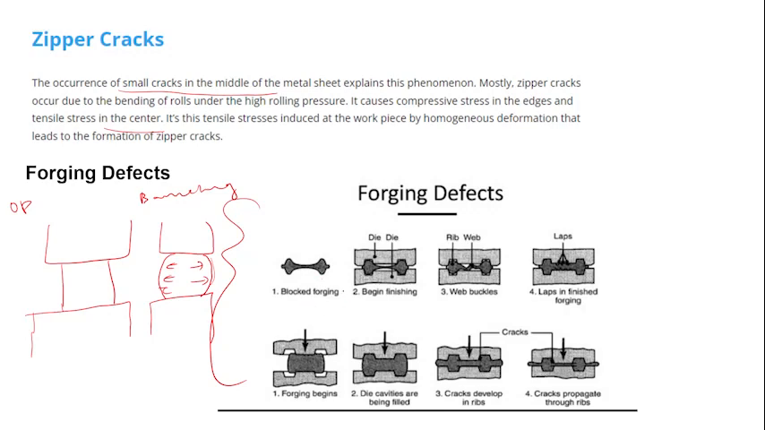This is closed die forging. In closed die forging, mainly cracks will form, and then we have seen flash and gutter. If your flash is not proper, if your gutter is not proper, these kinds of defects will form. And if you haven't designed your die properly, we have seen a few conditions to design a die, your web can buckle also. So these kinds of defects can form in closed die forging.